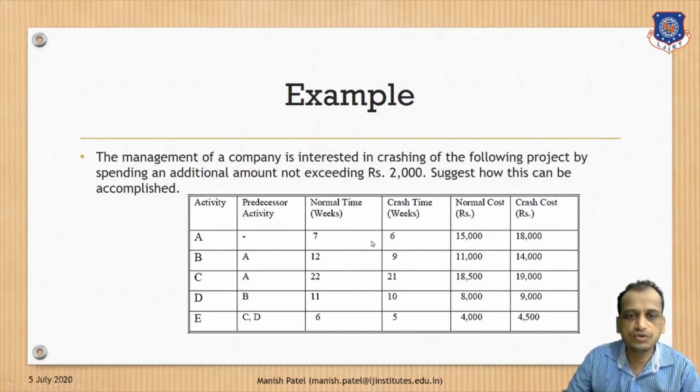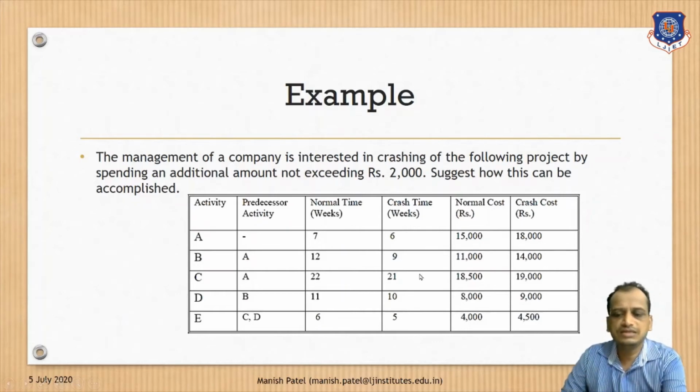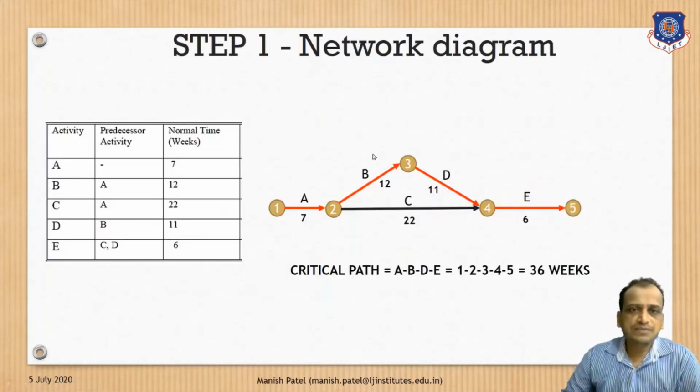But if you are going to reduce the time, it is going to incur 18,000 rupees, meaning an extra 3,000 rupees. Clear to the company. In the same way, the information is given for other activities as well. Clear? Now let's start. So step 1, what will we do? We will try to find out the net critical path based on the network diagram. Based on this information given, we will try to draw the network diagram.